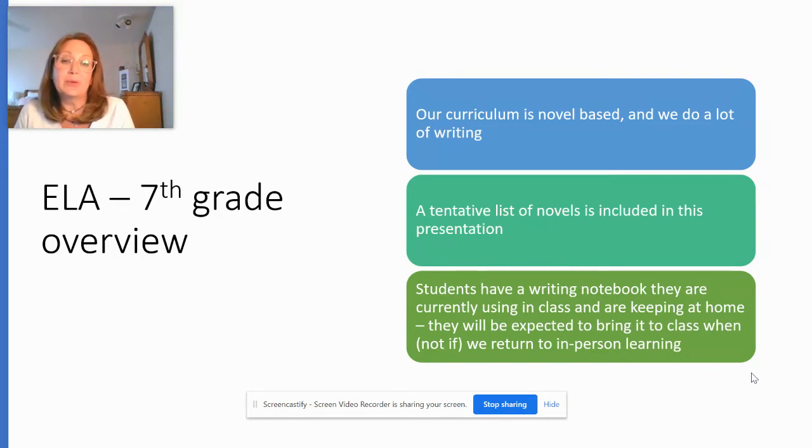Students have a writing notebook right now that they are using in class. I don't know if you've seen it. Hopefully you have. They are keeping it at home, but they will be expected to bring that with them when, not if, we return to in-person learning.